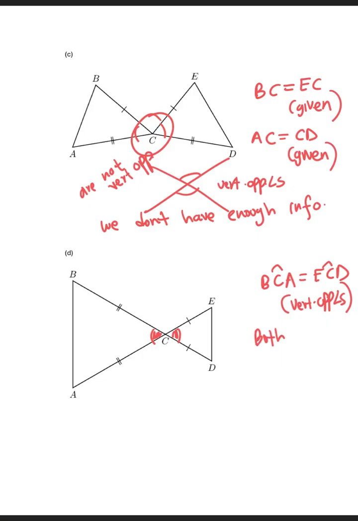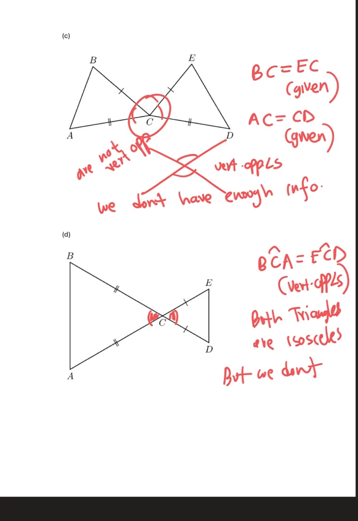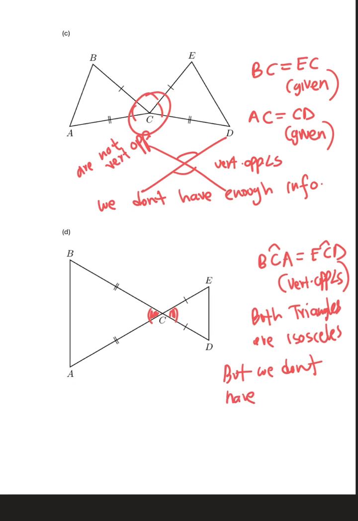What we know is that both triangles are isosceles. But we don't have enough info about the sides of both triangles in relation to one another.